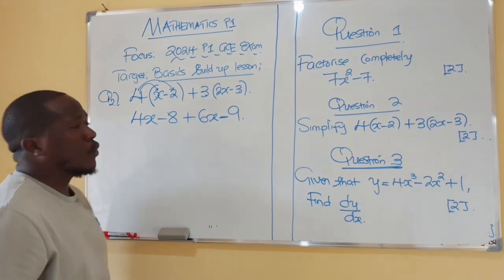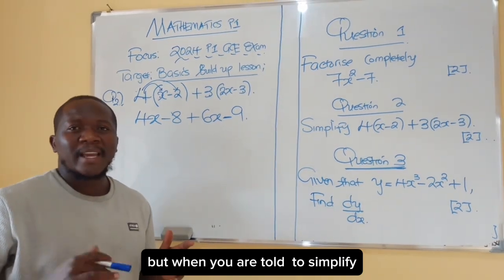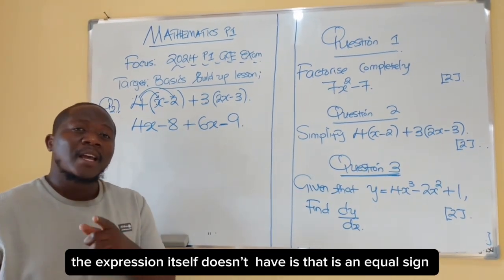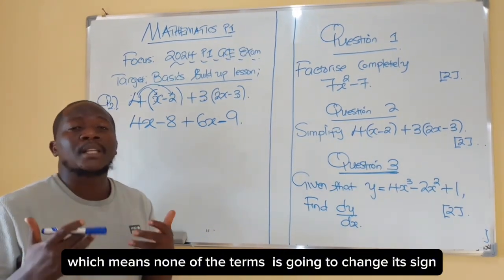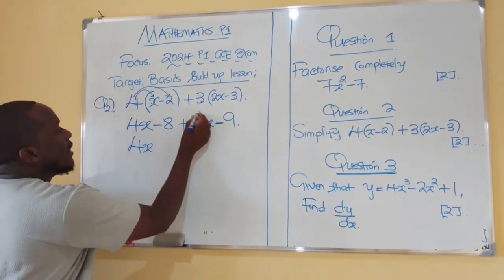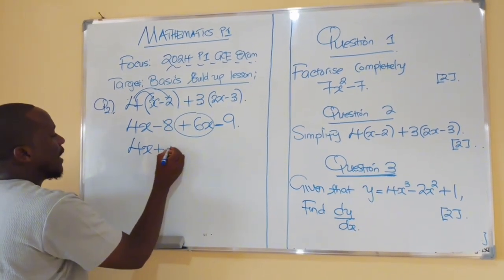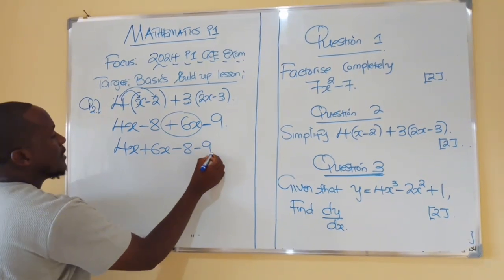Upon reaching this stage, we're going to collect like terms together. But when you are told to simplify, the expression itself doesn't have an equal sign, which means none of the terms is going to change its sign. Therefore, we're now going to say this is 4x, and then we pick this together. So we're going to say plus 6x, and then minus 8, then minus 9.